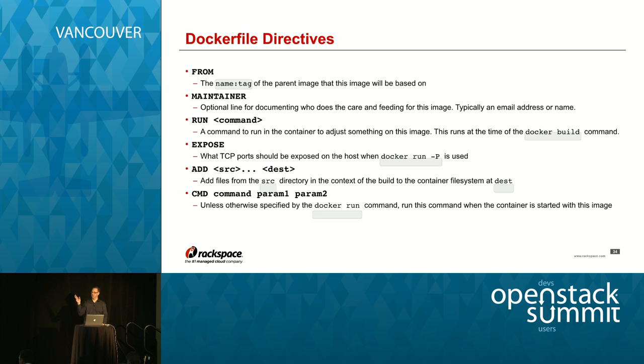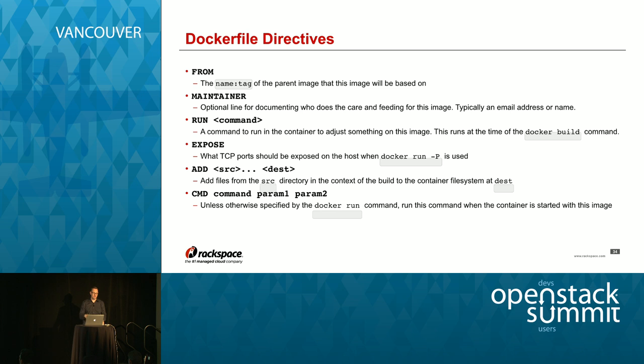And how that works is when you use dash capital P, it will automatically pick what was on the expose line and map it to a random port on the host, so that you get a random port on the host that maps to whatever you exposed. So if you're using a system like Kubernetes where it's got a services capability that's going to connect you to it, it doesn't want to take care of static mapping. It just creates it on the fly. Whatever Docker applies, it's going to connect the service up to that port.